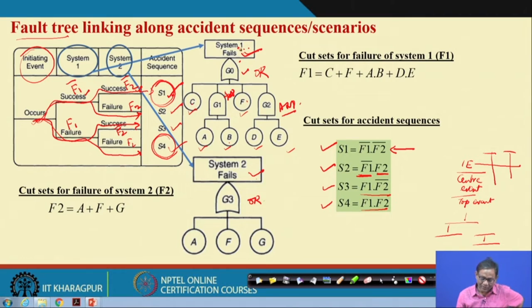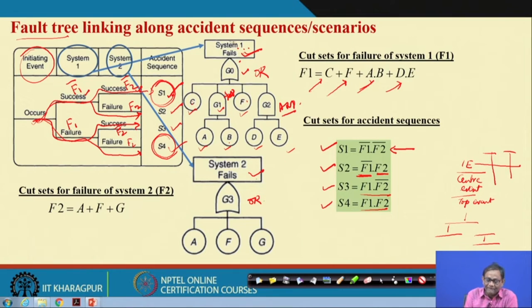So, as a result, how many sets will you get? You will get more sets, because the OR gate increases the number of sets. So, 1, 2, 3, 4. The first one is C, the second one is F, the third one is G1, basically A into B, and the fourth one is G2, D into E. So, this is what we have written in Boolean expression.